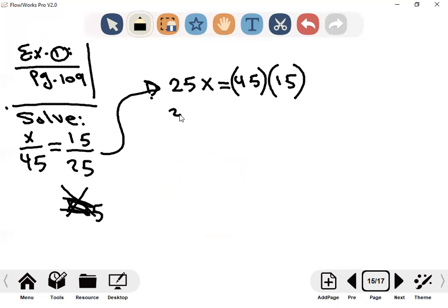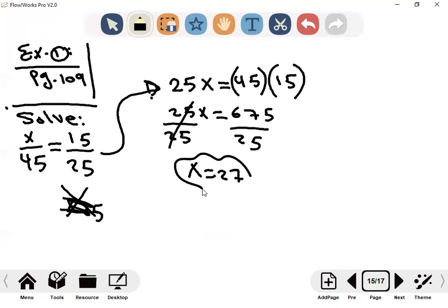Okay, come on. 25x here equals, we multiply these two numbers, 675. Now simply divide by 25 on both sides. x will be 27. But assume that you don't have calculators, so you need to multiply 45 by 15. You'll have a little bit big number. Then you need to divide normally, long division, by 25. But assume that we don't have a calculator and I don't want to make a lot of calculations.